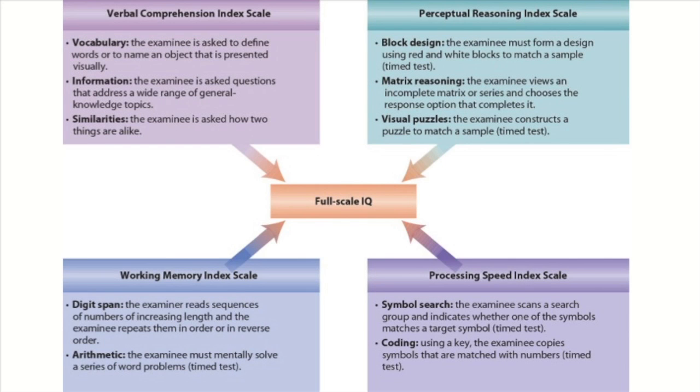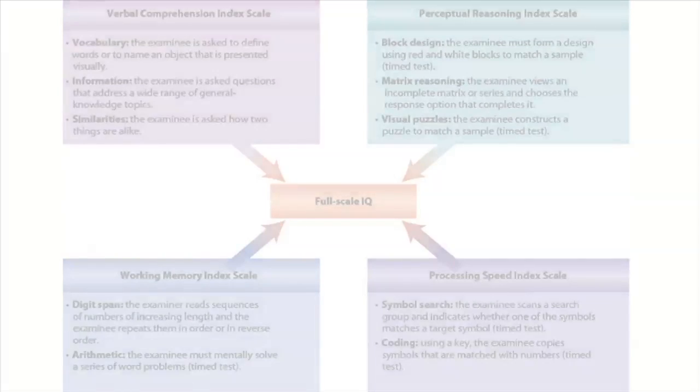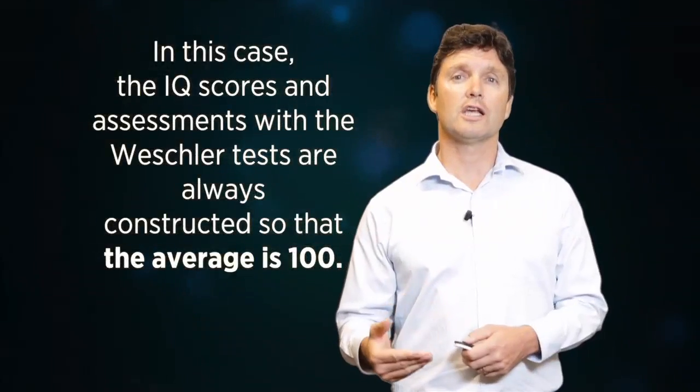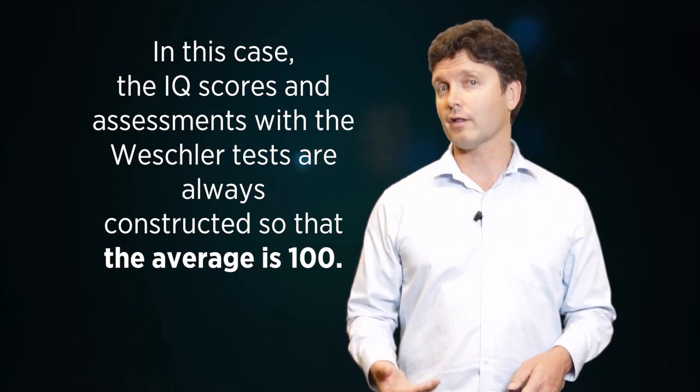These subtests can be grouped into different domains. You can see the different subtests for working memory are meant to assess the functioning of your working memory. All of these factors can then be combined to be included in a full-scale IQ, which is the general, global, overall measurement of IQ that may still be used to compare individuals and groups. In this case, the IQ scores and assessments with the Wechsler tests are always constructed so the average is 100.